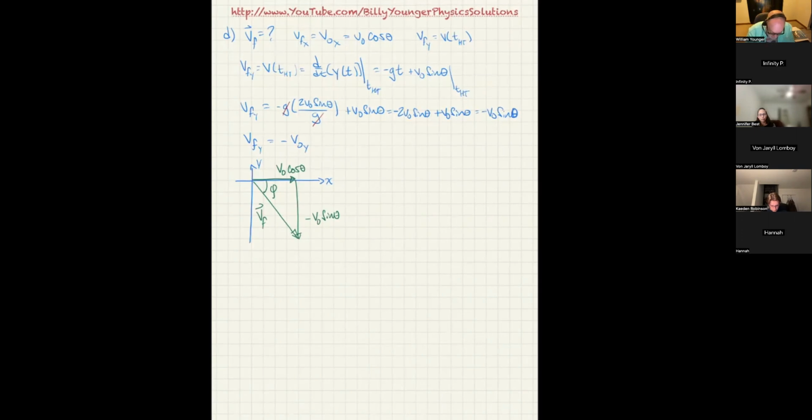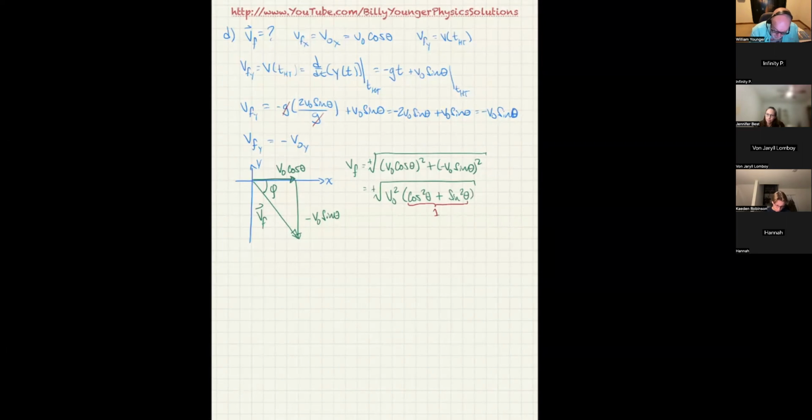So I can use the Pythagorean theorem and say that V final is equal to the positive square root of V0 cosine theta quantity squared plus negative V0 sine theta quantity squared, which is going to give us the positive square root of V0 squared. Notice the V0 squared is going to appear in both terms. So I'm going to take this opportunity to factor it out. And then all I have left is cosine squared theta plus sine squared theta, like that. Anybody know a trig identity about sine squared plus cosine squared? It equals 1. Exactly. So that's just 1.